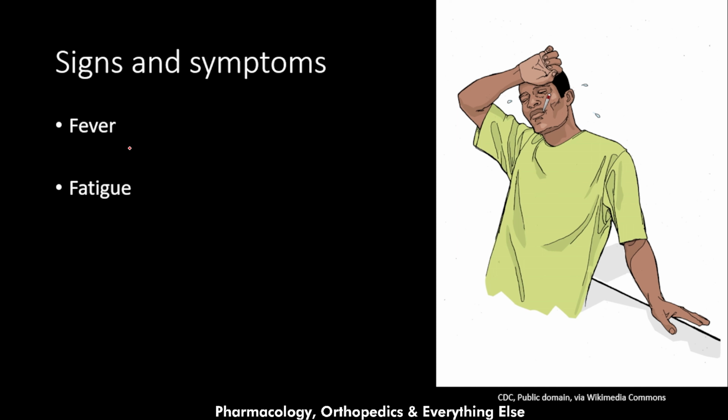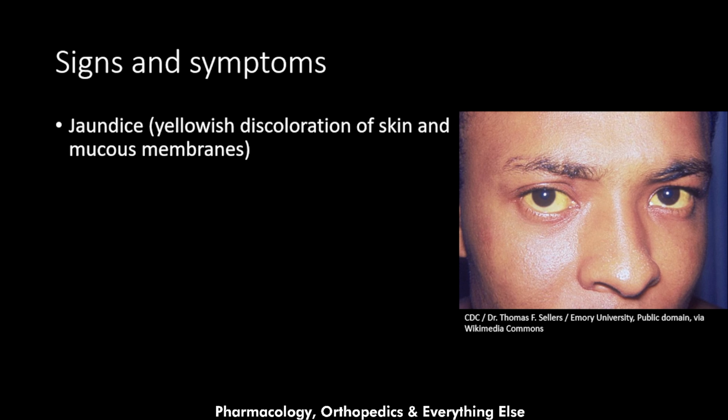Now let's talk about the signs and symptoms of alcoholic hepatitis. So the patient presents with fever because it's an inflammation, and inflammation is usually associated with fever, and also there is fatigue. The patient feels weakness. And also the patient presents with jaundice, which is yellowish discoloration of the skin and mucous membranes.